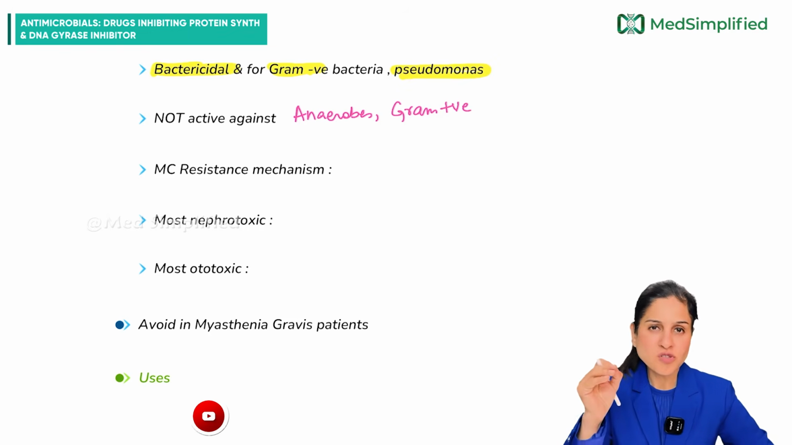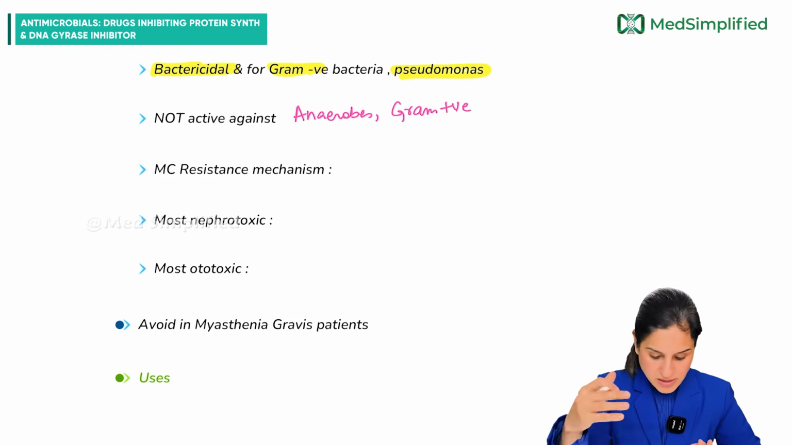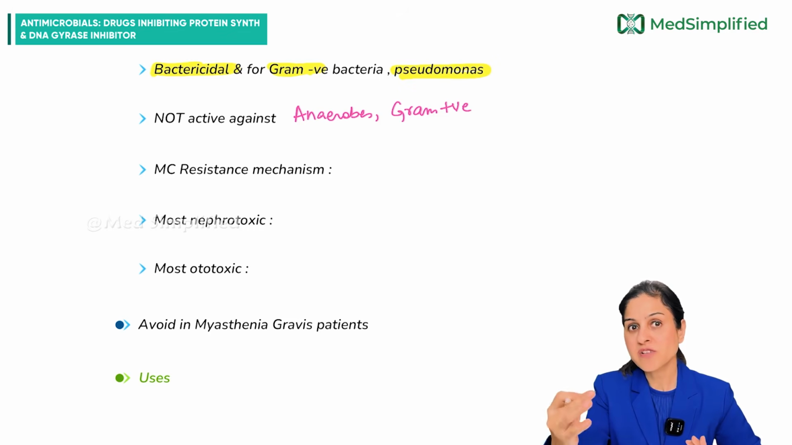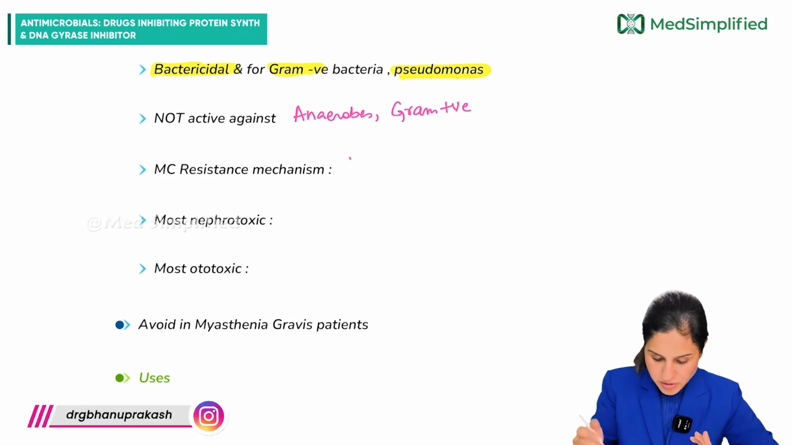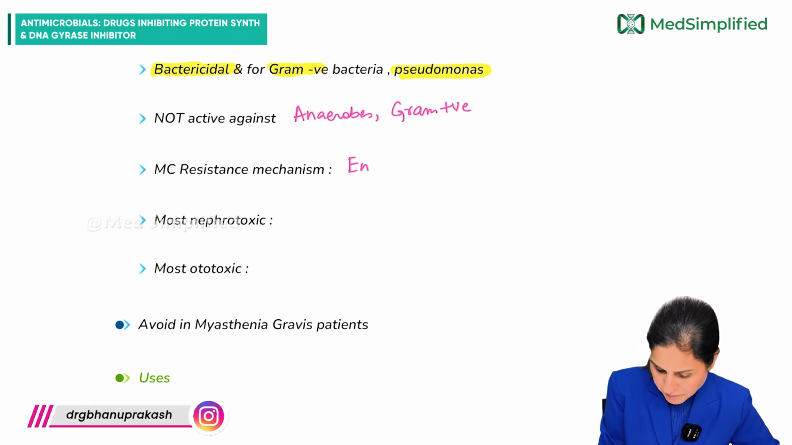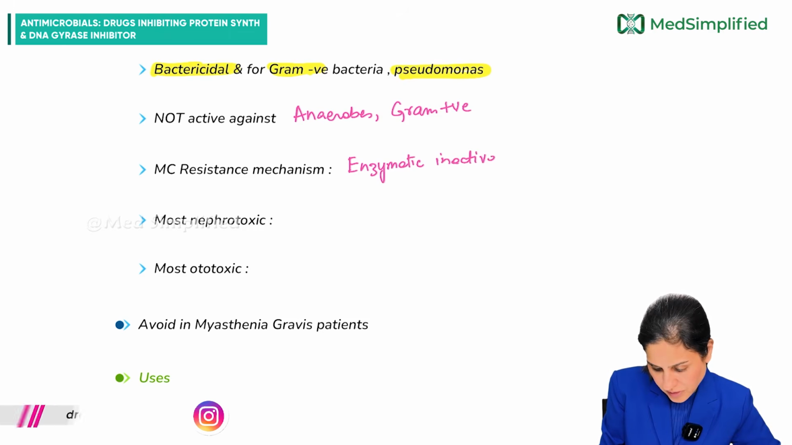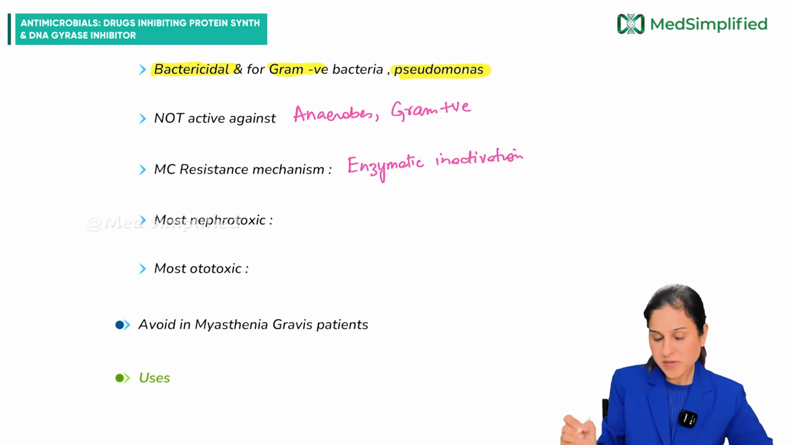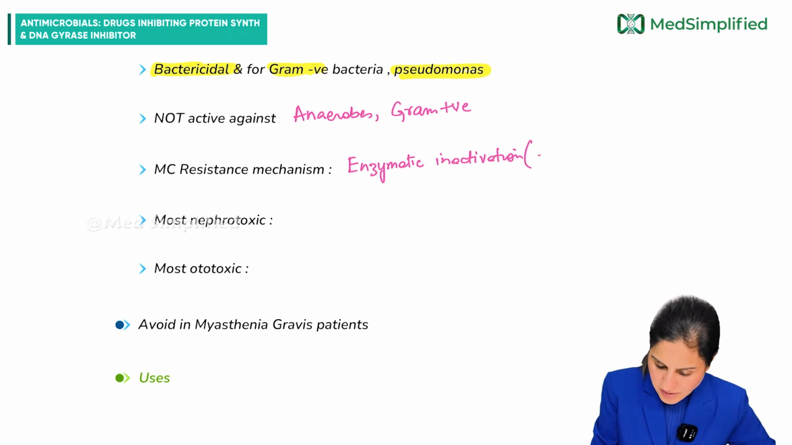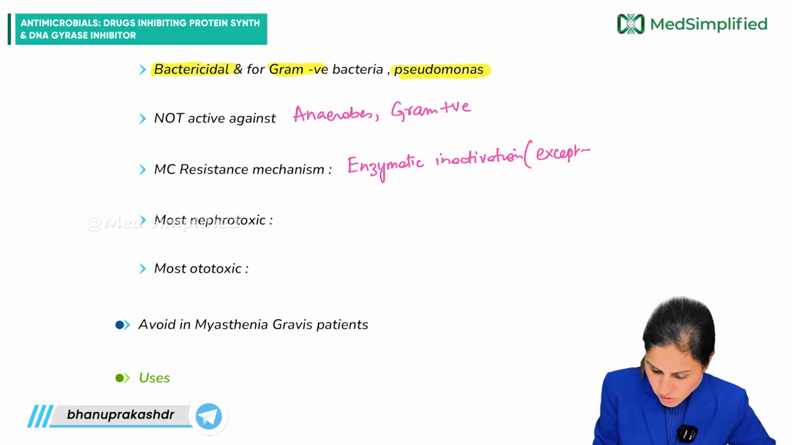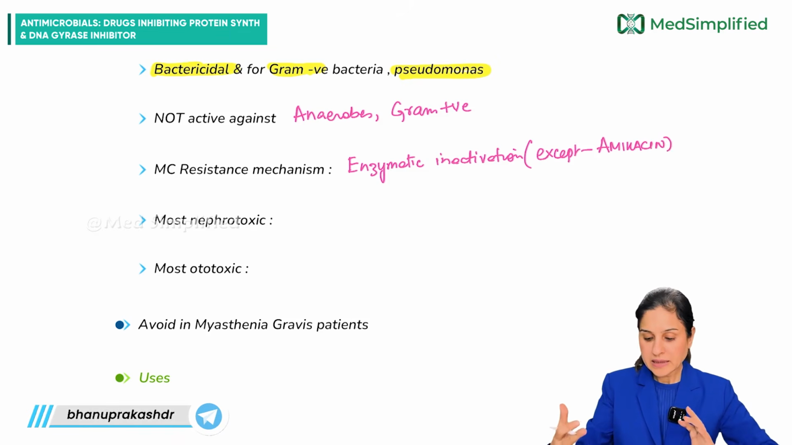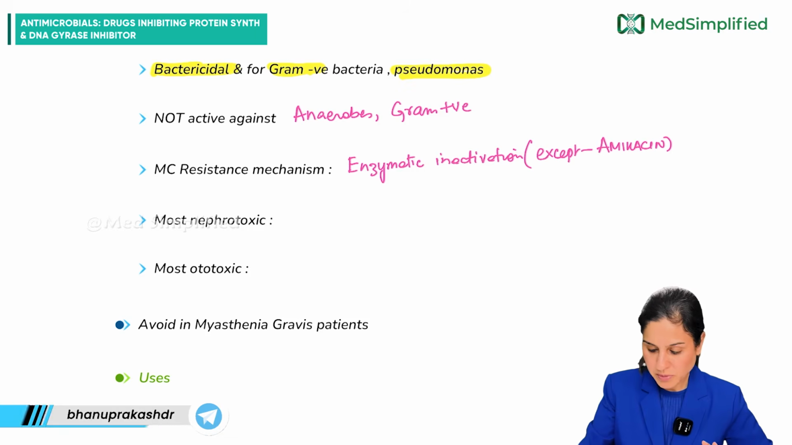Now, which is the most common resistance mechanism? Resistance is acquired by the organisms by which mechanism? The most important is enzymatic inactivation, right? So this is the most common resistance mechanism, but it is not seen with the drug amikacin. Therefore, it's a broad spectrum and there is less resistance to this particular drug.